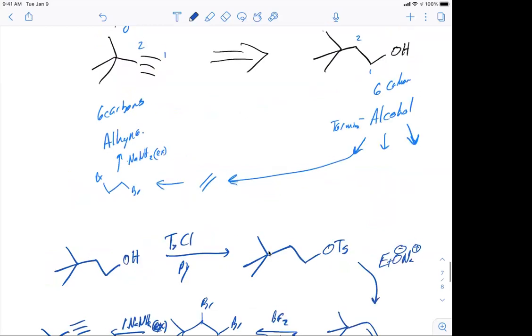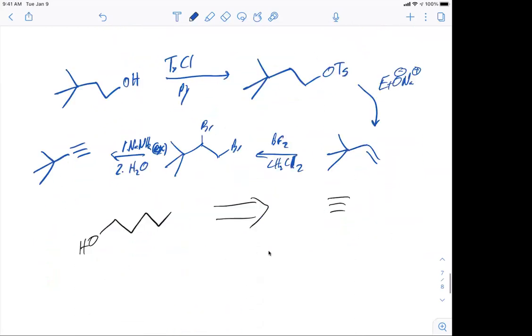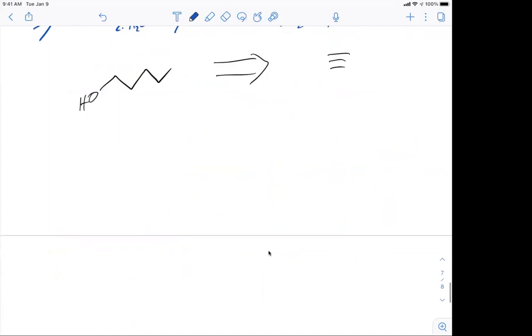Okay, so analyze your steps and then figure out how to go from one place to the other. So Nick, this one, I'm gonna give you a little bit more time. Go through, analyze it, think about your steps, okay? And then we'll look at the answer.